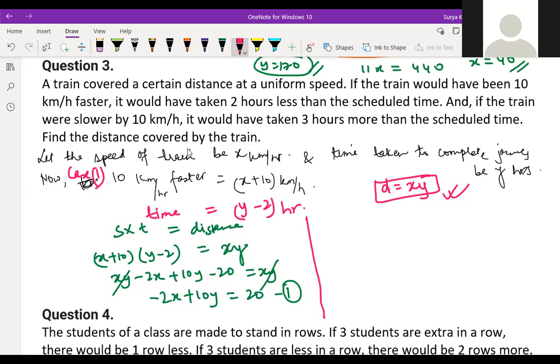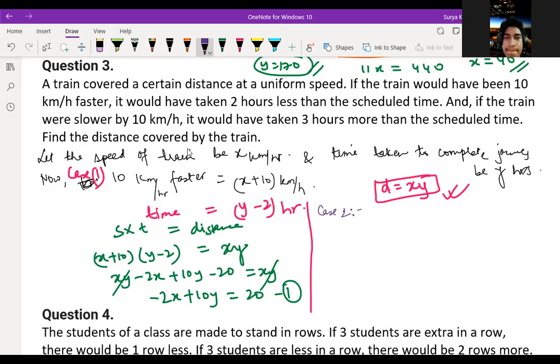The second equation is: if the speed is slower by 10, the speed now becomes x minus 10. It would have taken 3 hours more, and the time becomes y plus 3. So the speed is x minus 10 and the time is y plus 3, which is 3 hours more. Yes, sir.